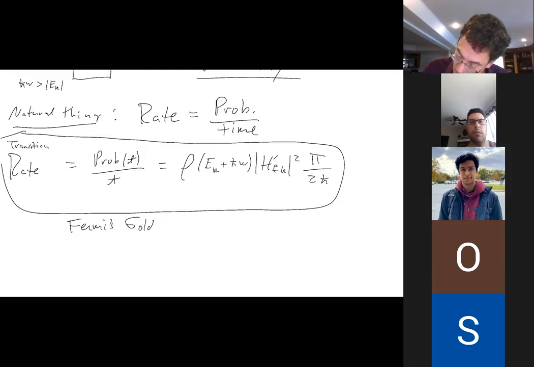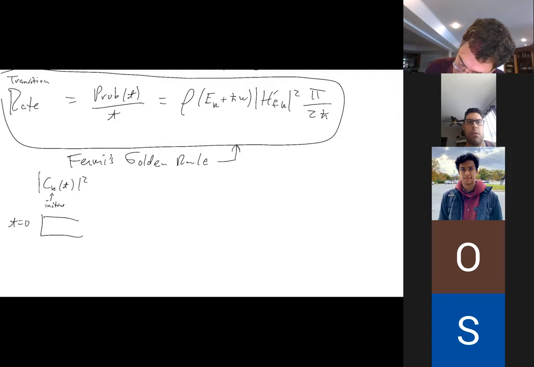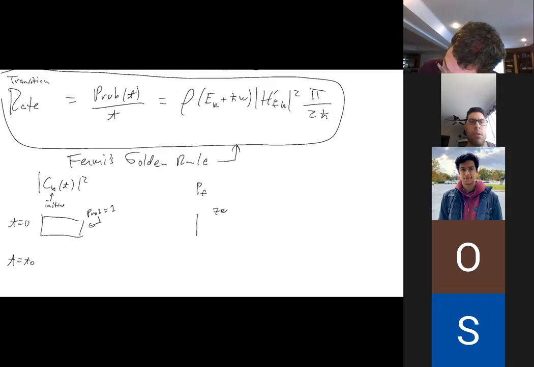And this is really important because it's telling us the rate of transitions. The way to think about it is that I'm starting in my initial state. Initially, at t equals zero, all the probability is in that initial state. But then at some other time, t equals t naught, if I look at some final state P, the probability to be in my final state is zero. There's no width to it, no probability.